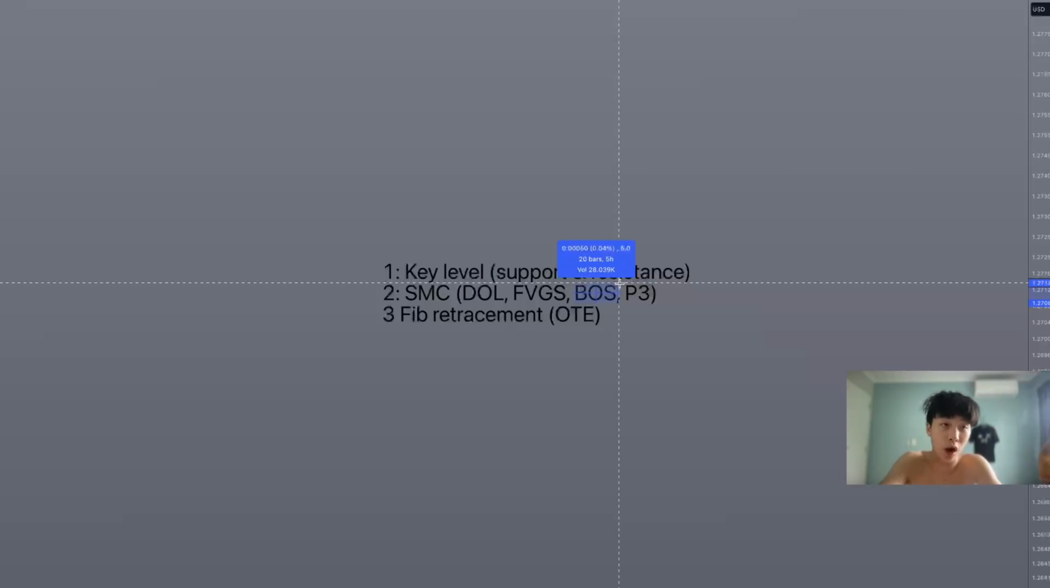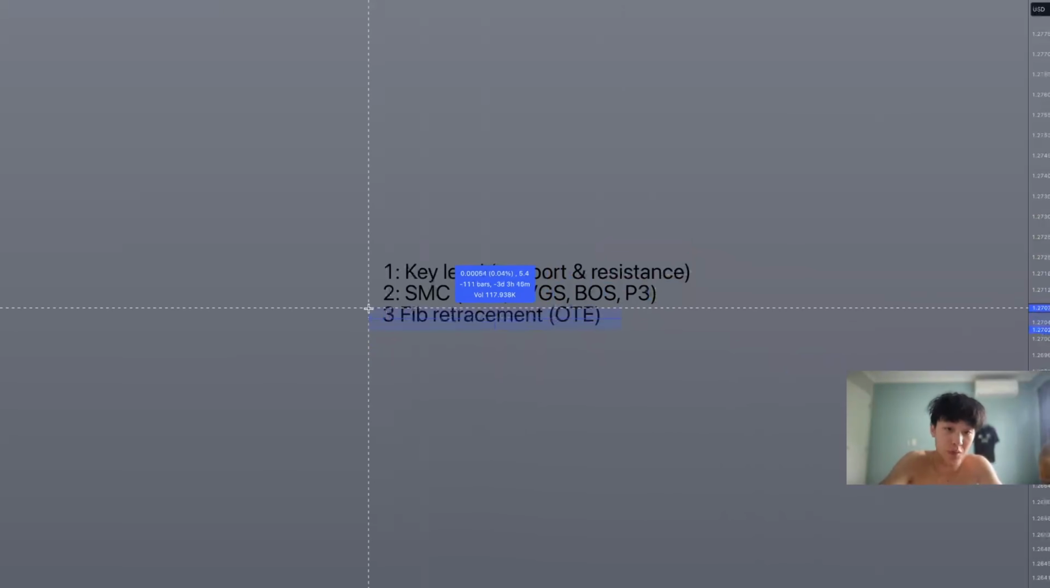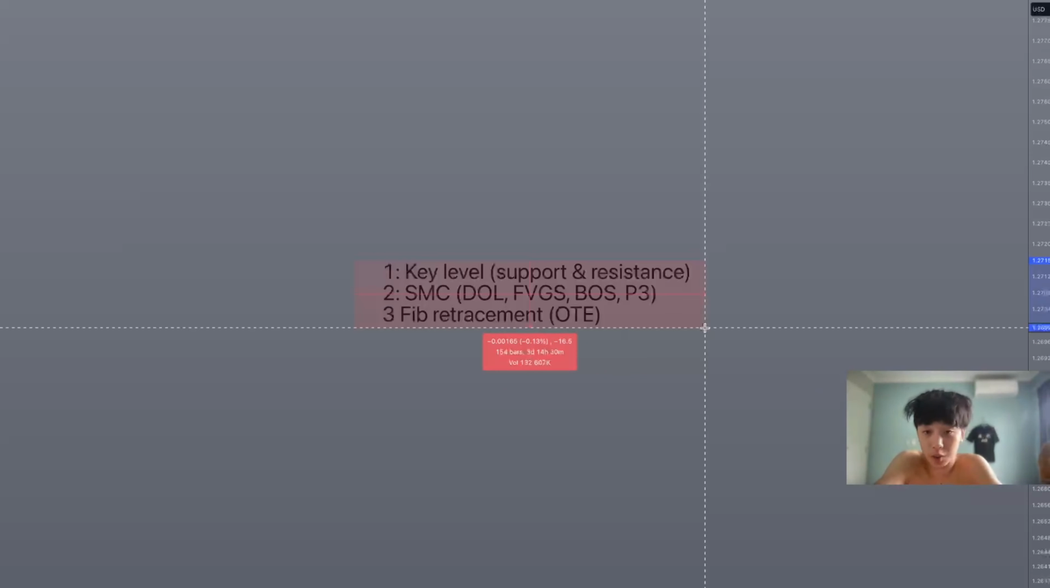So like if the 4 hour and the 1 hour is bullish, then we want to look for a long, but if the 4 hour and 1 hour is bearish, then we're looking for a short. And then I also like to use the power of 3 concept for an entry, and then we can also use Fibonacci retracements.